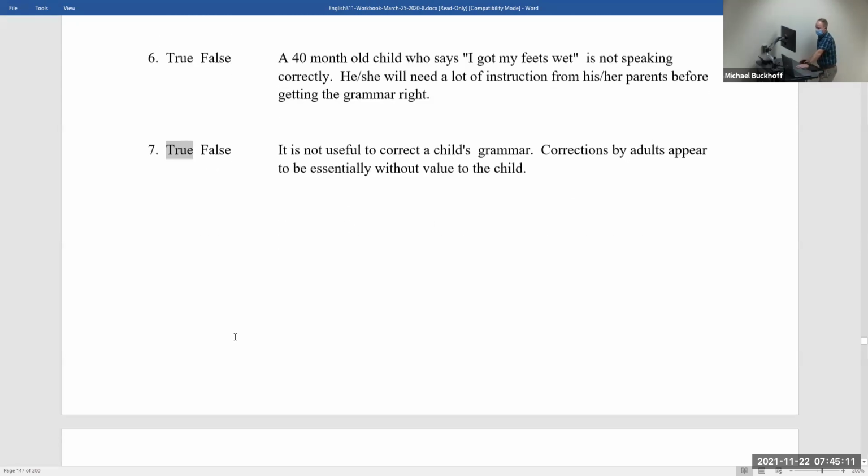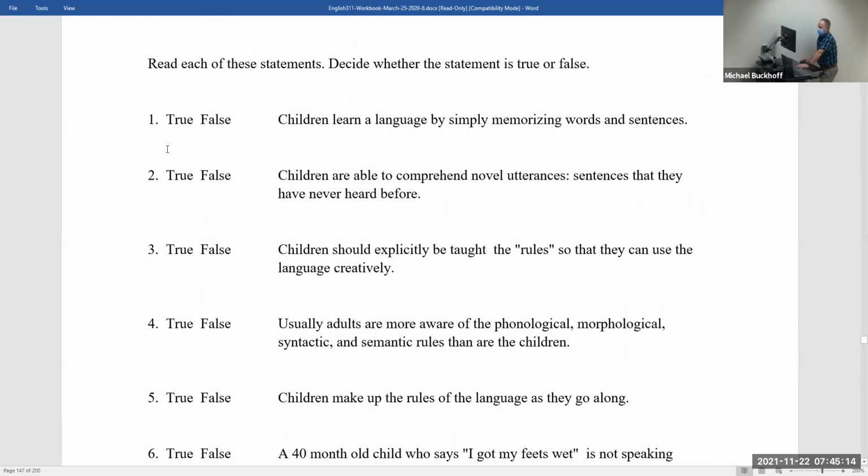Okay, so let's go over some of these things. So just one more time. We said that children learn a language simply by memorizing words and sentences. A lot of the research says that's true. I mean, false. Children actually learn not just by memorizing, but there are other ways of learning the language. Children are able to comprehend novel utterances, sentences they have never heard before. That's actually true. Children should be explicitly taught the rules so they can learn the language creatively. That's false. Most children are never taught the rules of the language, yet they use the language creatively, thoughtfully, and with a high degree of fluency.